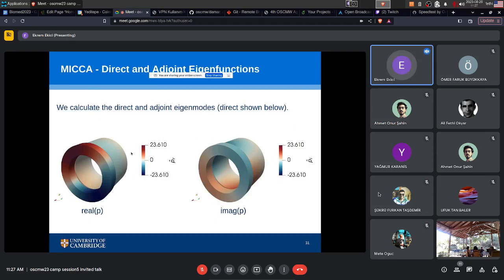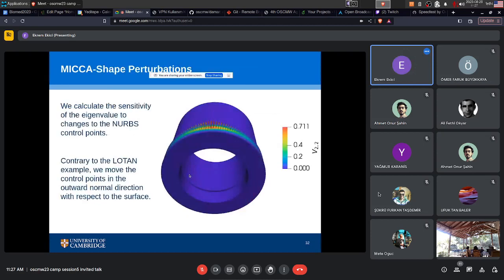And these are the real and imaginary parts of the eigenfunction. I calculate the direct and adjoint functions. This is the direct eigenmode, and I also calculate the adjoint eigenmode, which looks similar to this. I use them to calculate the shape sensitivity of the NURBS points this time. In the previous example, I was calculating the shape derivatives of the surfaces, but this time I'm calculating the shape derivatives of the control points.